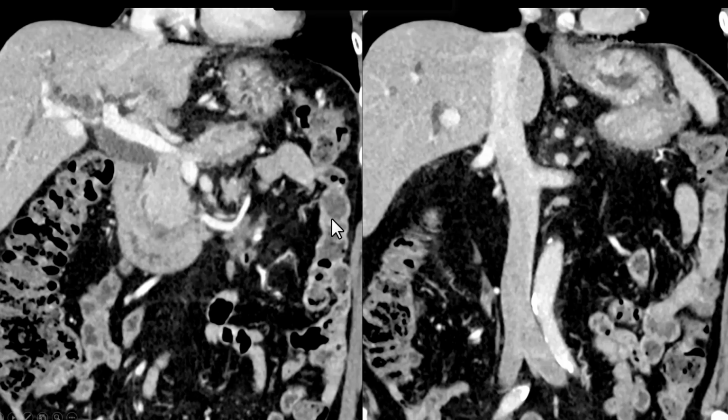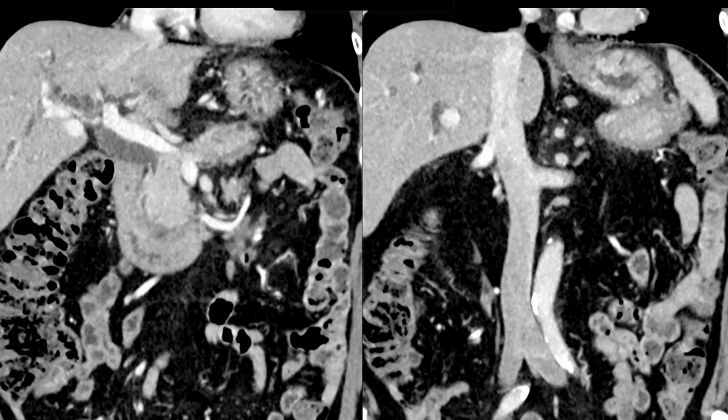On these coronal images, you can see the dilated duct, and it gets obstructed right in the pancreatic head, but the duct is not thickened. So this is not IgG4 cholangiopathy. This is autoimmune pancreatitis causing ductal dilation.